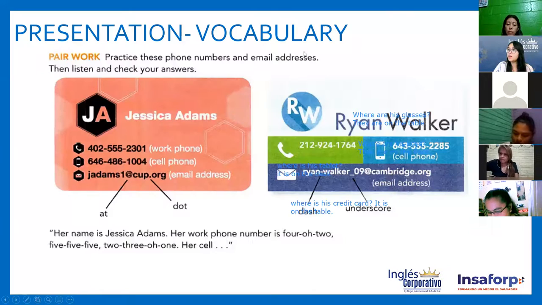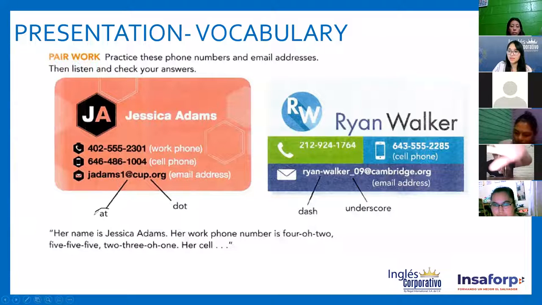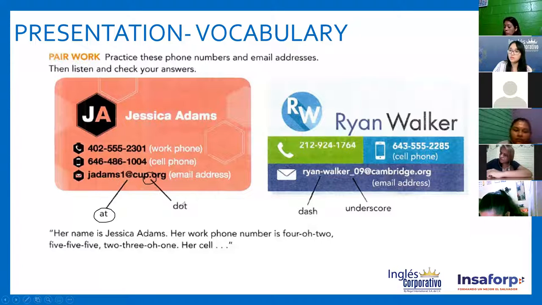No, okay, let's continue. Les quiero compartir this information. Se utiliza bastante en el caso de los correos, right? When we are giving some of the Gmail accounts, nos piden información de su correo. Cuando decimos arroba, decimos at. At. Cuando decimos, por ejemplo, punto, en el caso que estamos dando correo, se dice dot. ¿Ok? Tenemos entonces arroba at, punto dot.